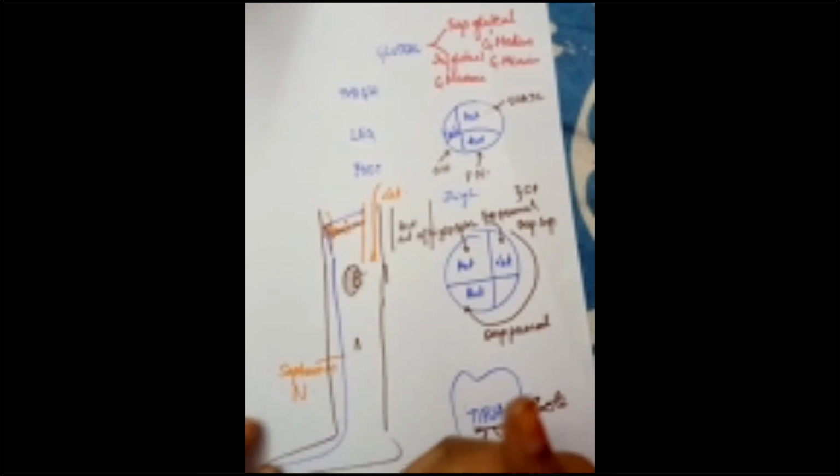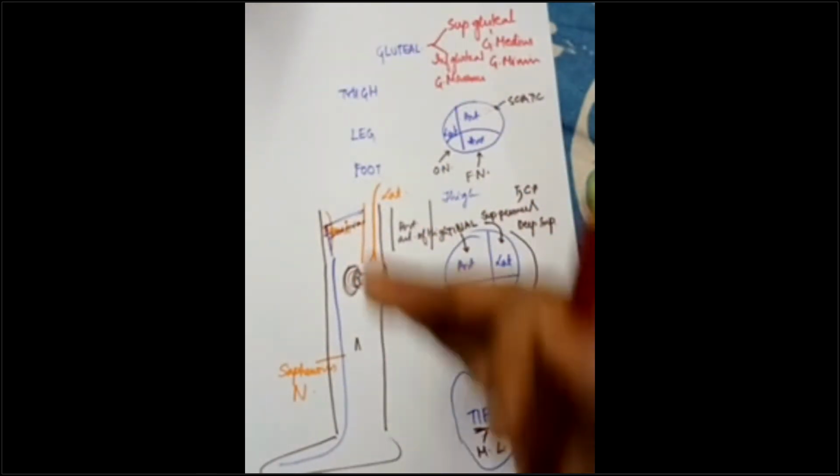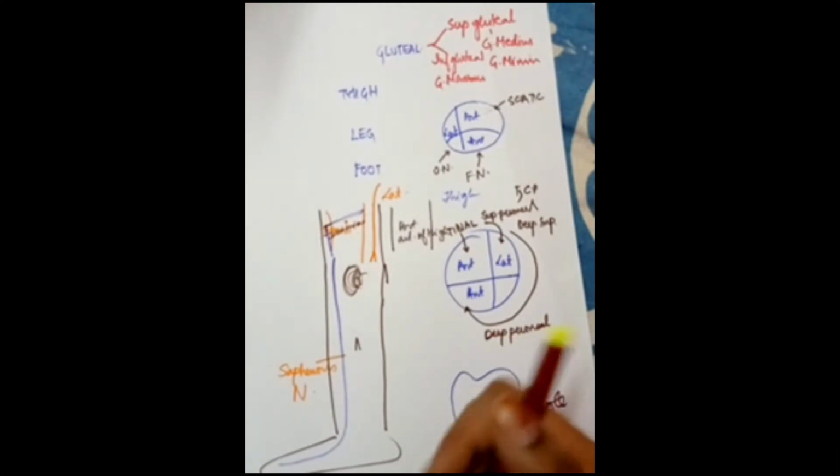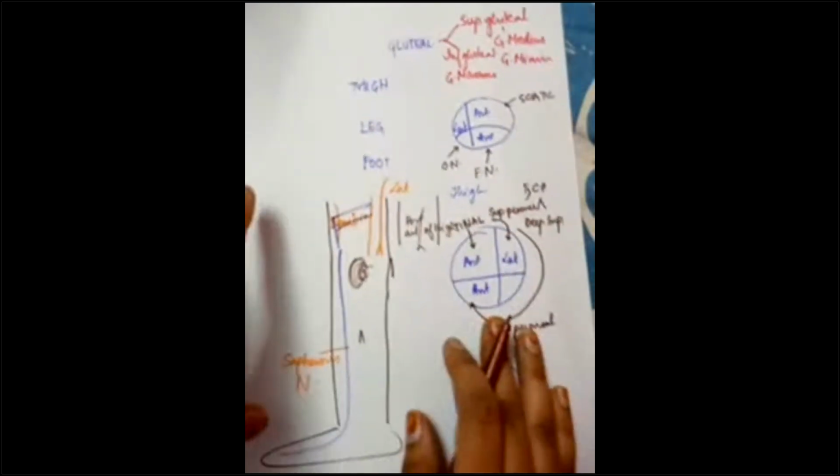S1, S2, S3. Very good. We came down to here, right? Do you remember? Again putting this back: S1, S2, S3. The lateral cutaneous nerve of thigh was here, on the upper side, L2, L3. Done. The posterior cutaneous nerve of thigh takes care of the posterior part.